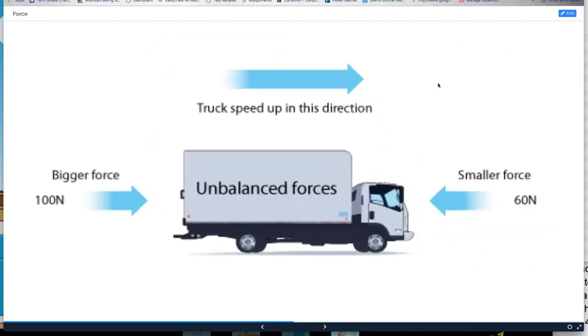Now, if we have unbalanced forces, as in the case of this truck, then we have an acceleration. That's why we have up on top, the truck speeds up in this direction, because we have some unbalanced forces going on. So balanced forces cause no acceleration, or in other words, we get no acceleration if we have the forces balanced. If the forces are unbalanced, then we have acceleration.